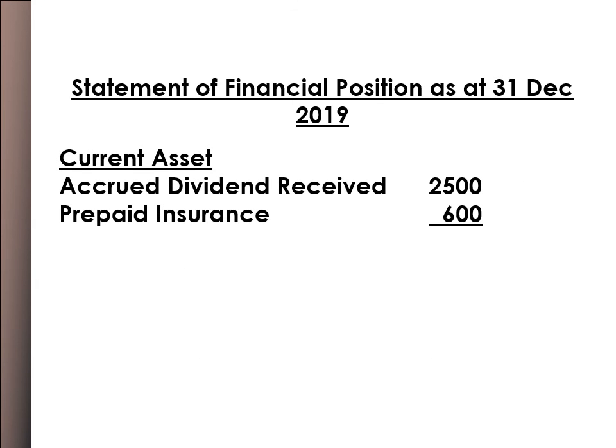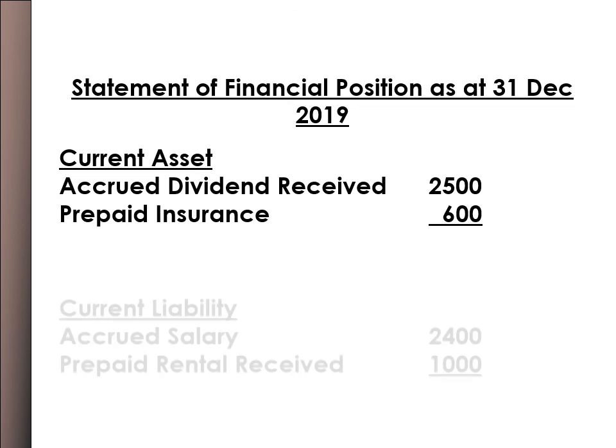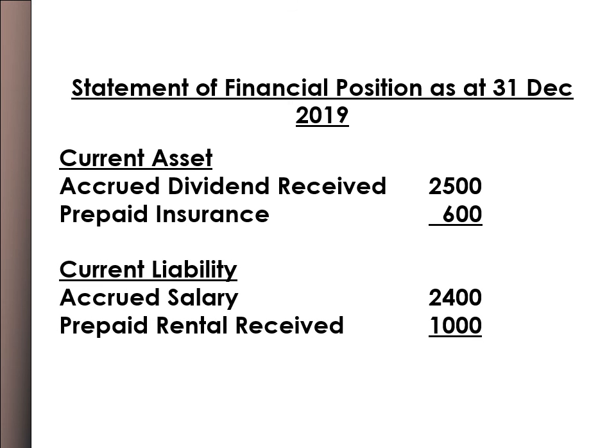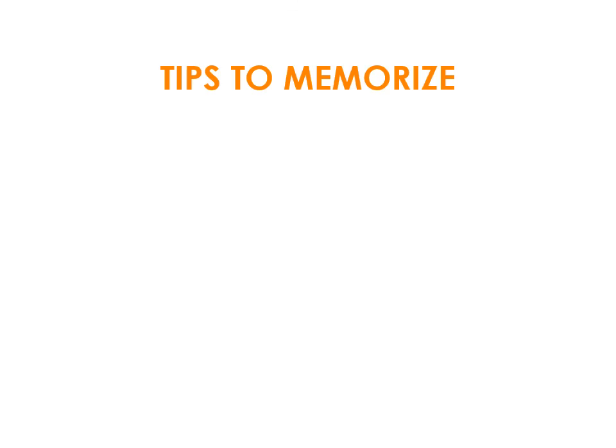And the statement of financial positions is at 31st December 2019. You will have in your current asset accrued dividend received 2,500 ringgit because we recognize it is our money, but the cash is not received yet. And prepaid insurance 600 ringgit. And current liability, you have accrued salary 2,400 ringgit. You have not yet paid your employees, and prepaid rental received 1,000, actually it's not your money now, for period 2019 it is for 2020.